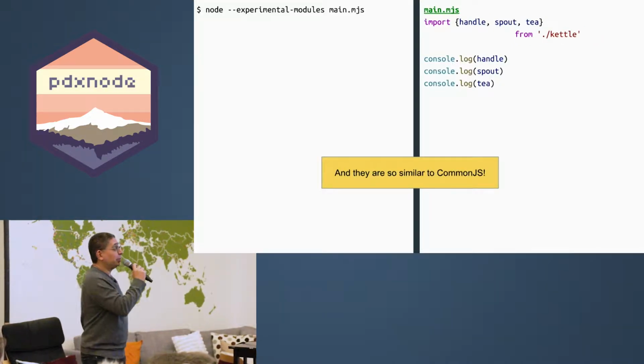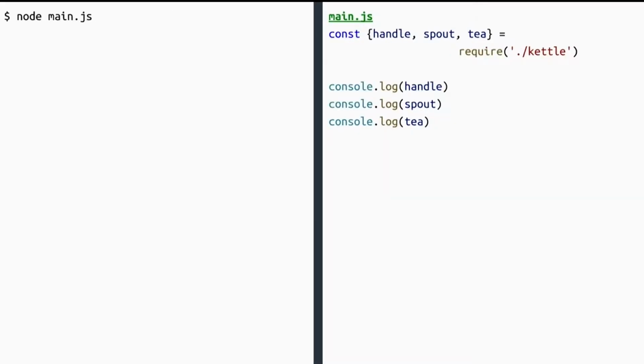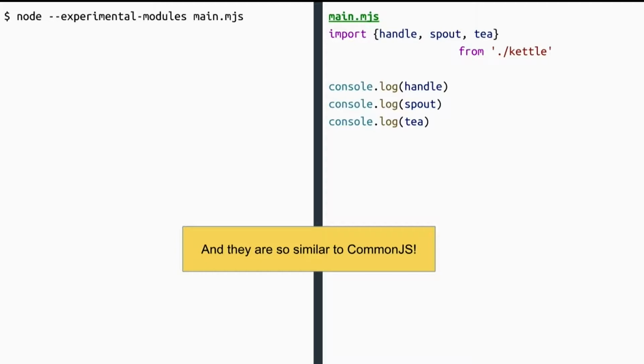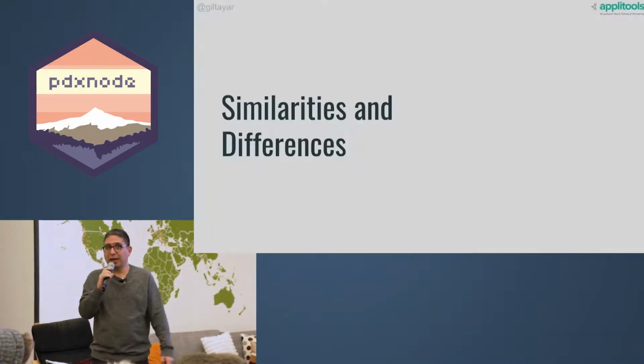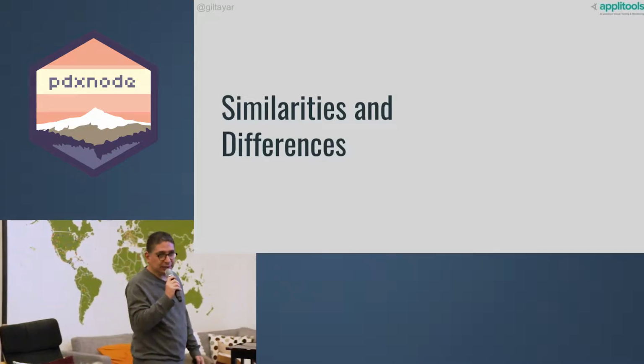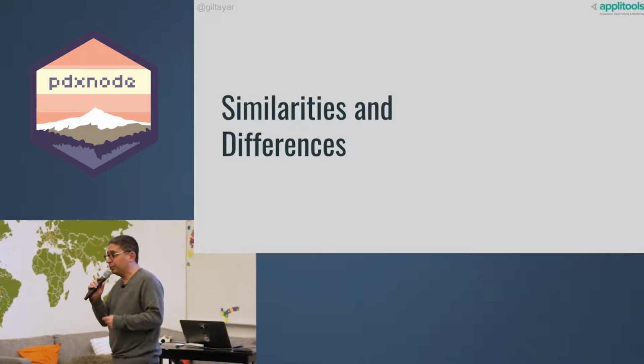ES modules, same thing. Look at that. Almost, but not quite entirely unlike ES module, CommonJS. This works today. You can try it out. You just do node --experimental-modules main.js, and boom, it works. You just import. And it's so similar. And what I want to talk about today is the similarities and differences between the two.